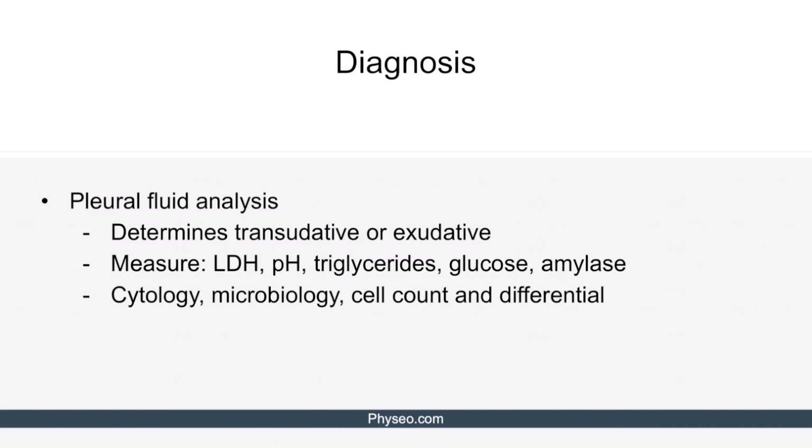Pleural fluid analysis is an essential part of diagnosing pleural effusions and identifying the exact etiology. It helps determine whether it's a transudative or exudative effusion. Many things in the fluid can be measured, including LDH, the pH, triglycerides, glucose, and amylase. The pleural fluid can also be sent for cytology, microbiology, cell count, and differential.